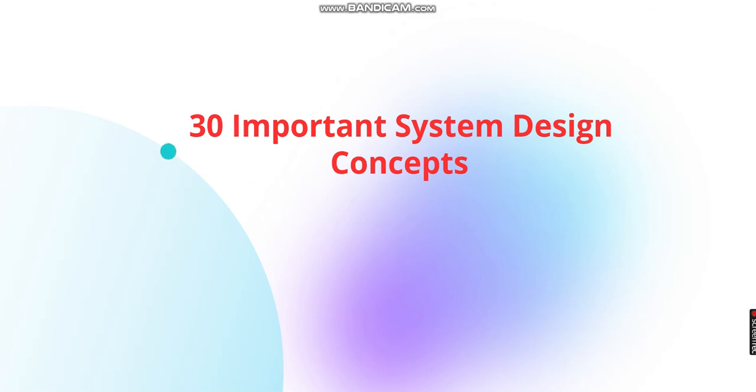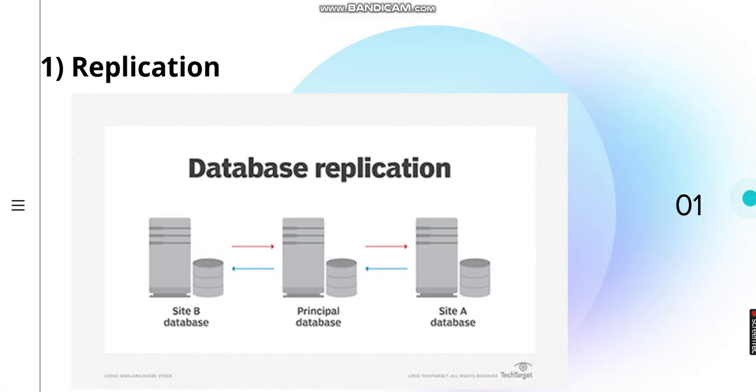This is part 4 of our series, 30 most important system design concepts. Before this, we have had 3 parts of this series in which we have discussed 15 important system design concepts, and in this video we will be looking into the next 5 important system design concepts. Topics which we will be discussing in this video are replication, sharding, vertical partitioning, caching and denormalization. So let's begin our video.